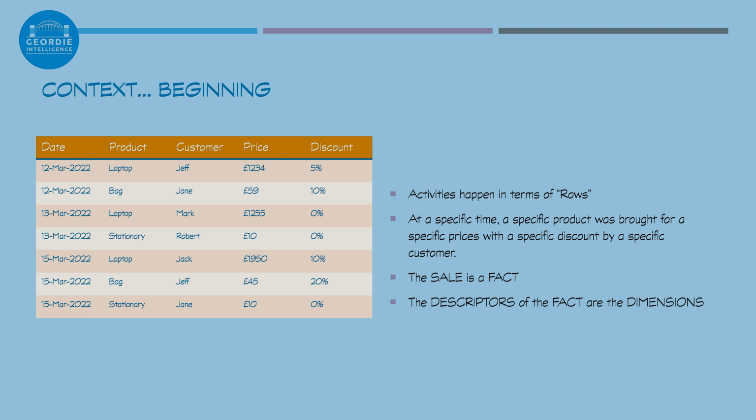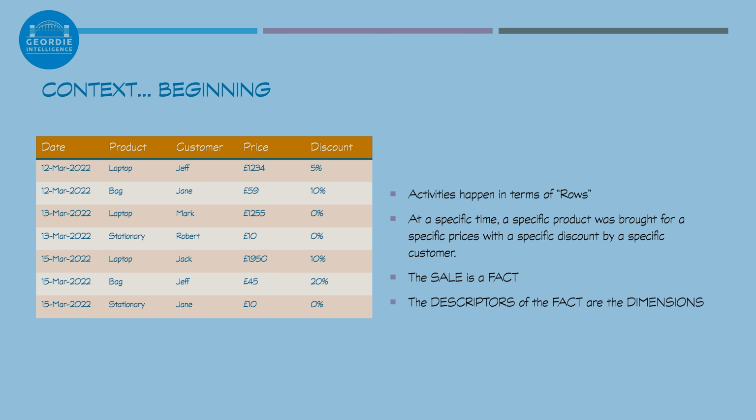Now, the context for all this is if we go right back and think about this table that I've built here, just as a sample table: people work in terms of rows. And the way that we normally work with data in a transactional sense is in terms of rows. So here we can see that on the 12th of March, Jeff bought a laptop for £1,234 with a 5% discount. And that makes sense for us. That's an event, that's a transaction that's happened.